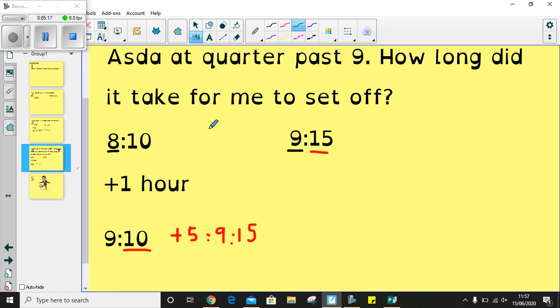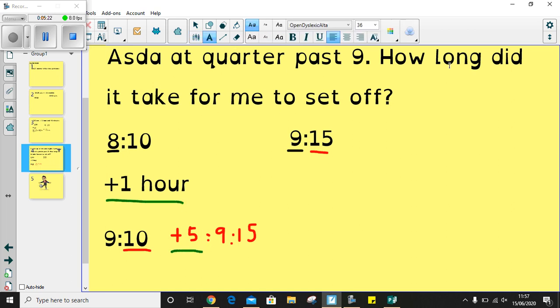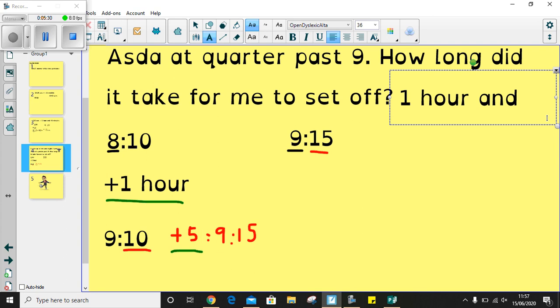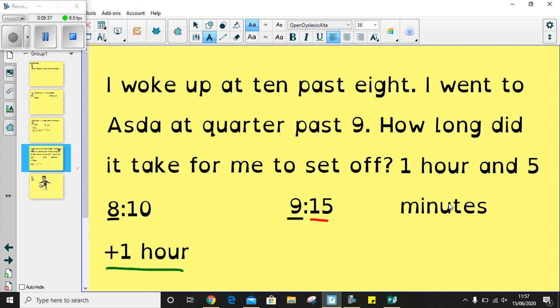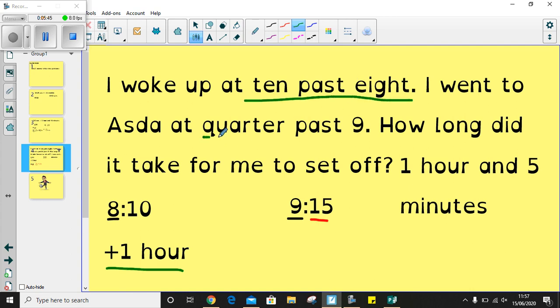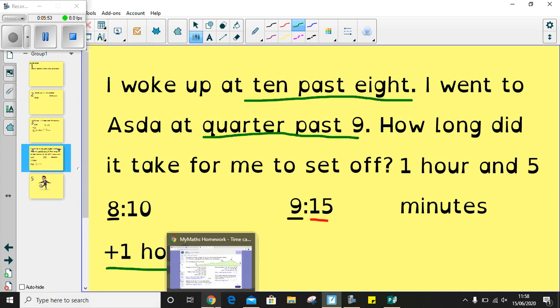Now I need to look at what I've added in total. I've added 1 hour and an extra 5 minutes. So how long did it take me to set off? It took 1 hour and 5 minutes. So I found the 2 times in there. I found 10 past 8 and 9:15. How long did it take me to set off? I know I need to find the difference between those 2 times on there.